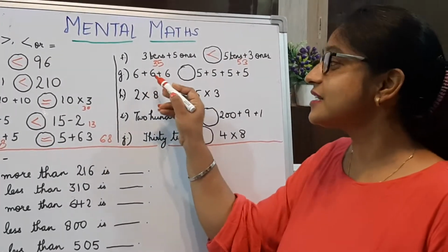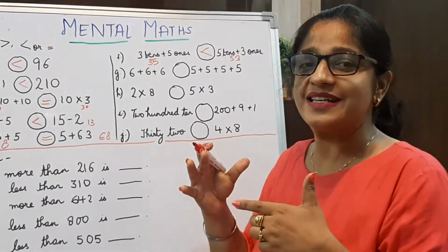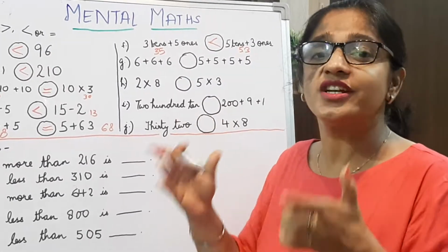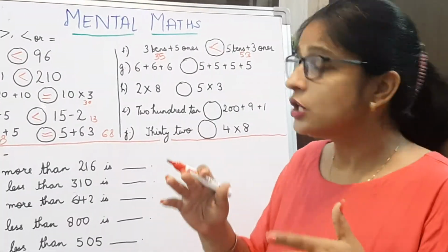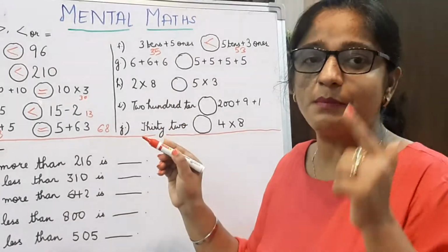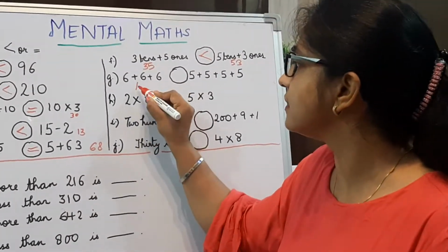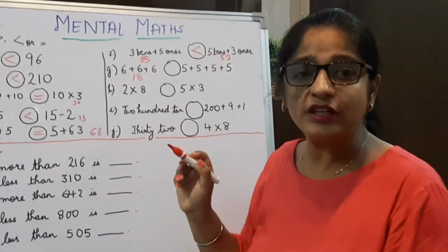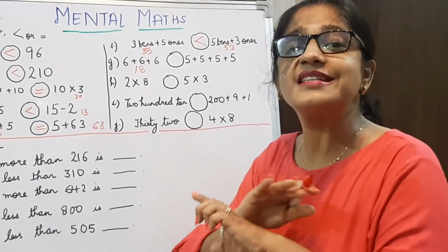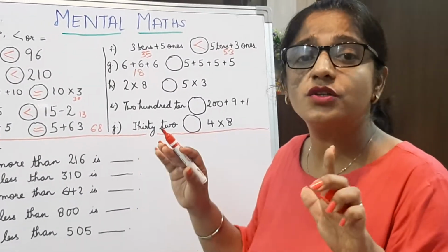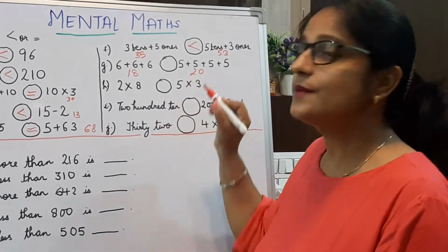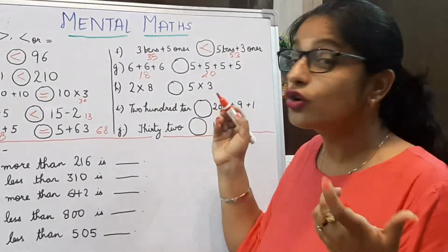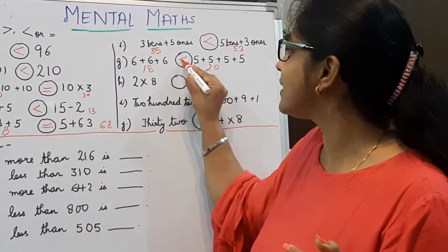Now this is 6 plus 6 plus 6. Adding 6 three times or multiplying 6 with 3 is the same thing, because multiplication is repeated addition. So I can easily do in my mind 6 multiplied by 3, that is 18. Here 5, 5, 5, 5. Either I add 5 four times or I multiply 5 with 4, it is the same thing. 5 fours are 20. So out of 18 and 20, which is bigger? 20 is bigger. So the crocodile is saying, open my mouth on the 20 side.